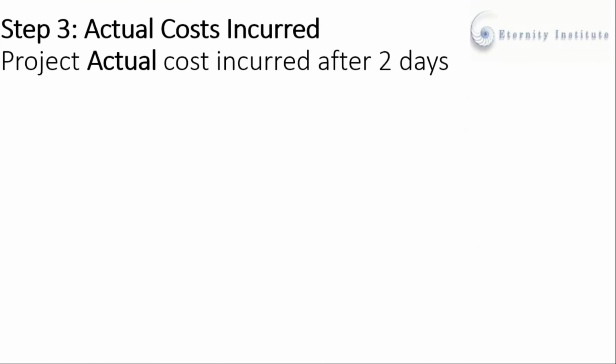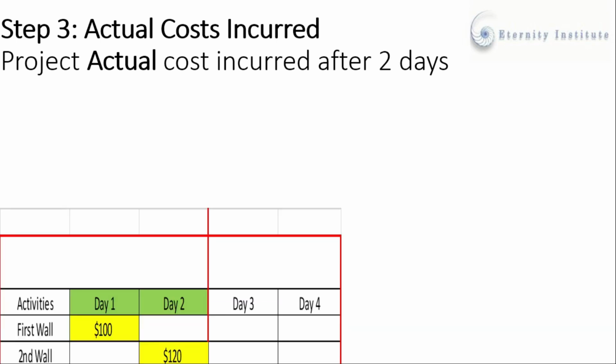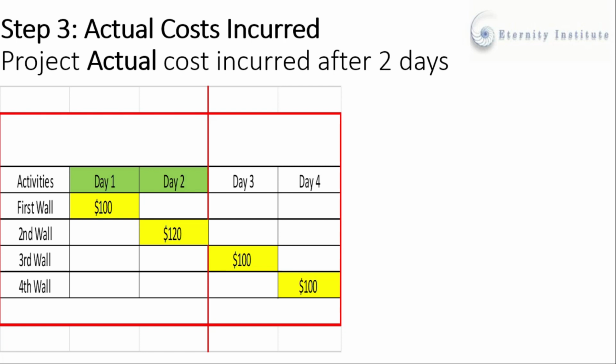In step 3, we will calculate the amount of cost which is incurred while completing the project work. We will get this information also from the site. In order to complete the first wall, we have to pay $100. Similarly, in order to complete the second wall, we have to pay $120. So planned was $100, but while completing actual project work, we have to pay $120. So this is the little difference.